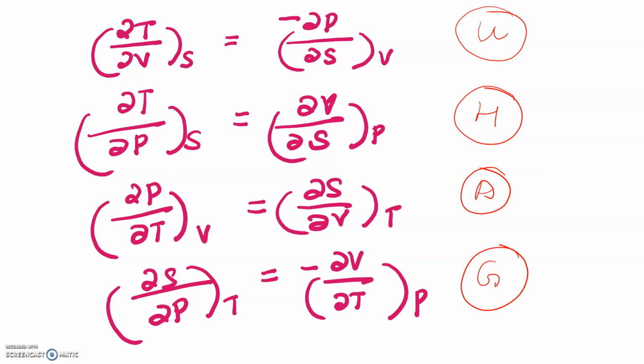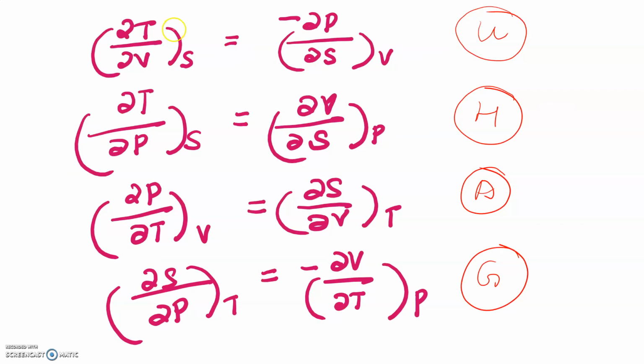If you look at these equations carefully, if you know one equation, you can write the other three. For example, if I learn by heart dou T by dou P at constant entropy is equal to dou V by dou S at constant pressure, then I can write all the other three. How do I write the third one? Just inverse this term and inverse this term. Then the factors which are in the denominator are kept constant.